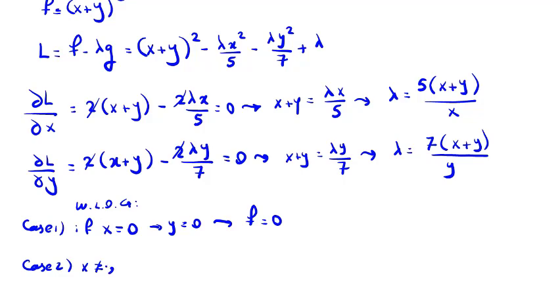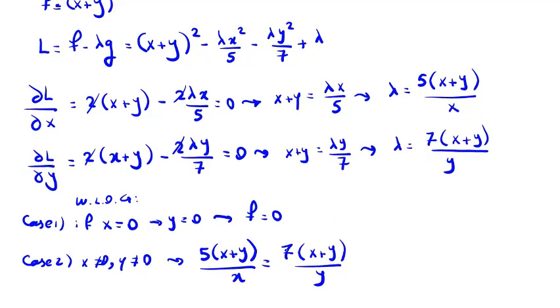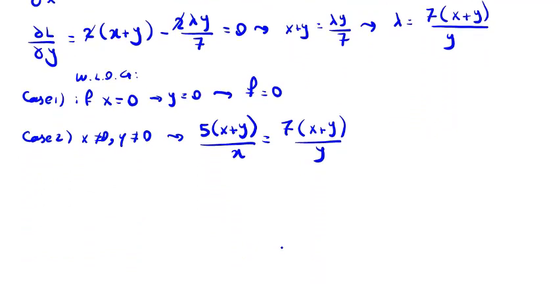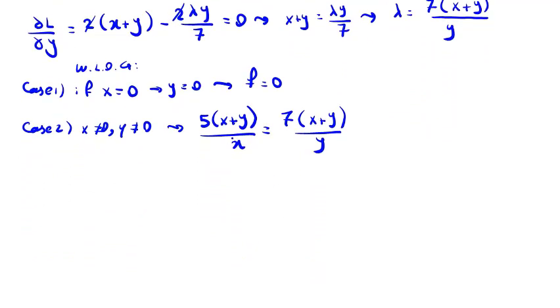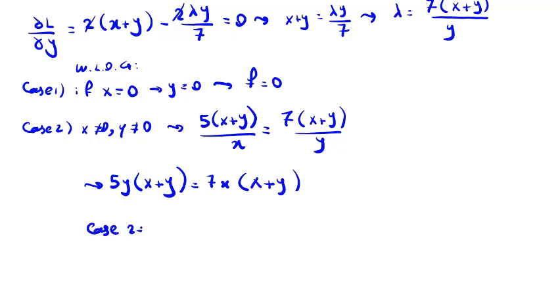Now we consider x is not 0 and y is not 0, so we have lambda here. So we can conclude 5 times (x plus y) over x equals 7 times (x plus y) over y. Both of them equal lambda. Now let me write 5 times y times (x plus y) equals 7 times x times (x plus y). In case 2.1, if x plus y is 0, then we can say f equals (x plus y) squared, f equals 0.